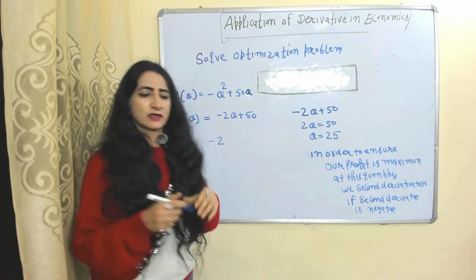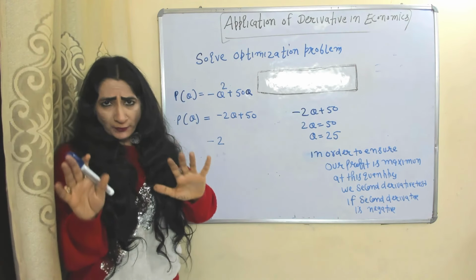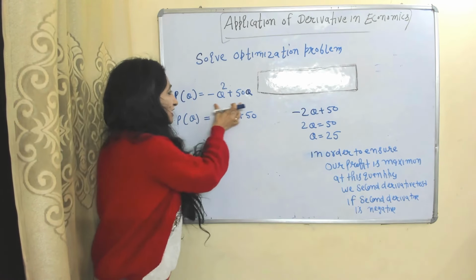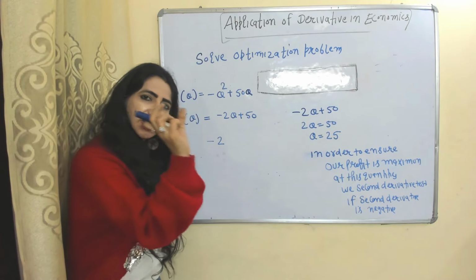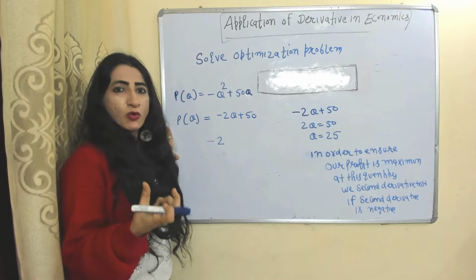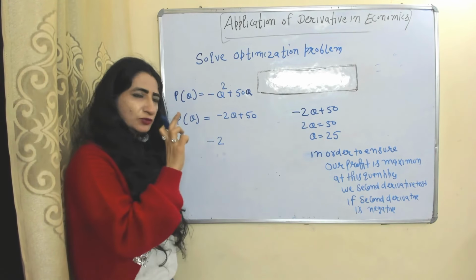Next application of derivative in economics. We apply derivative to solve optimization problems. Here we have one example of an optimization problem. This is our given profit function. We have to find the output where our profit is maximum. In order to find this, we differentiate this function with respect to q. Derivative of minus q square is minus 2q. Derivative of 50q is 50. From this, we will find the value of q, which is equal to 25.